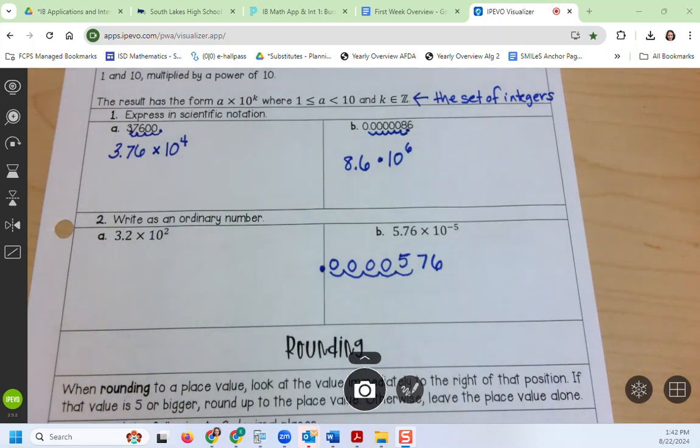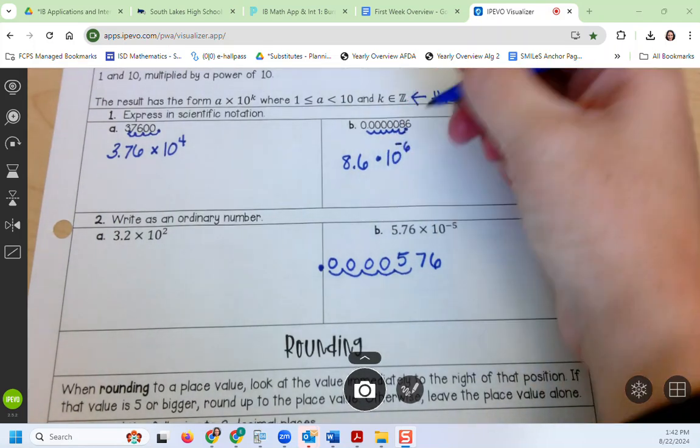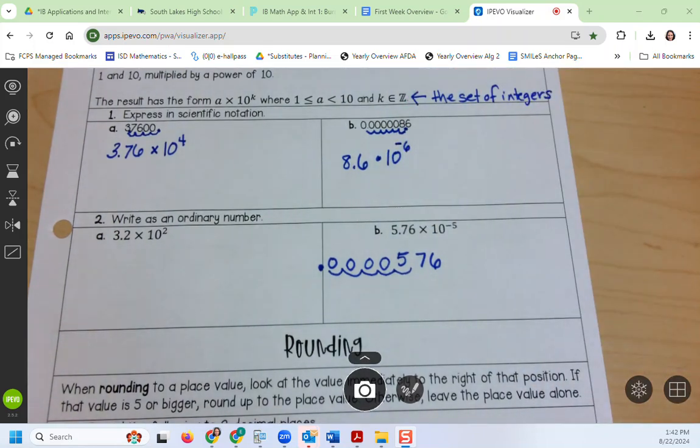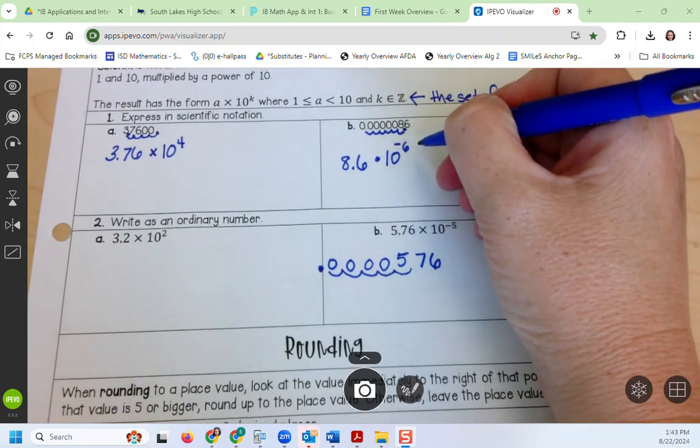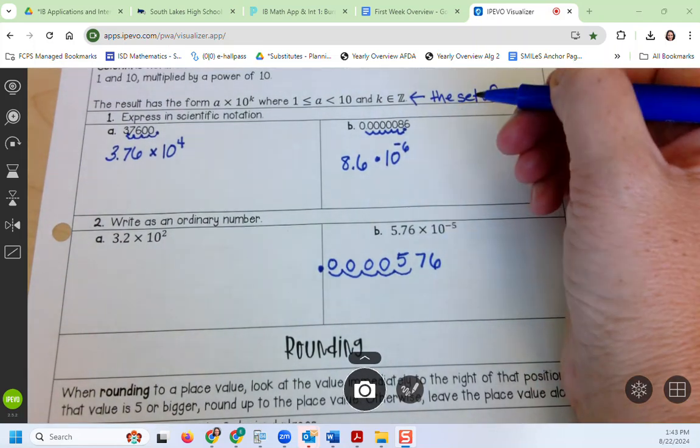Why is there a negative? Am I making a big number or a small number? Small. A small number. So when you're making a small number, put a negative here. All right? 10 to the negative 1 is really the fraction 1/10. 10 to the negative 6 is 1 over 10 to the 6. So it's like a really small number. It's a really small fraction. So 10 to a negative number is very small. 10 to a positive number is very big.